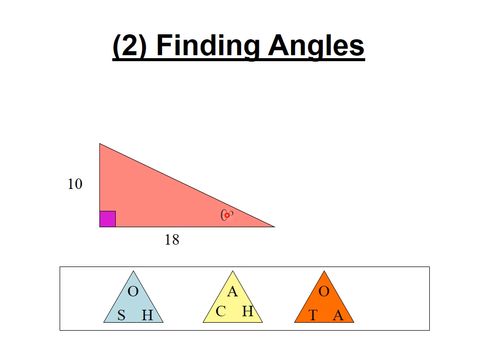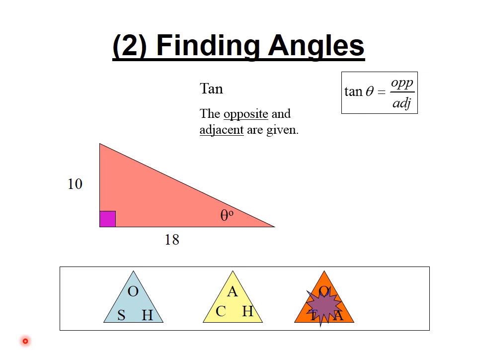Okay, so this one we've got the opposite side here and we have the adjacent side here. So we're going to use tan, and here's our formula. Okay, so our opposite side is 10 and our adjacent side is 18. So the next step is go ahead and put this in your calculator. 10 divided by 18. We get 0.55, and maybe a few more decimals would be nice.